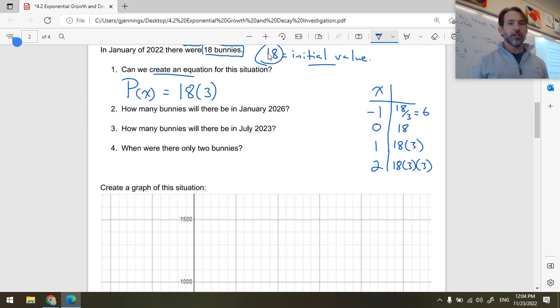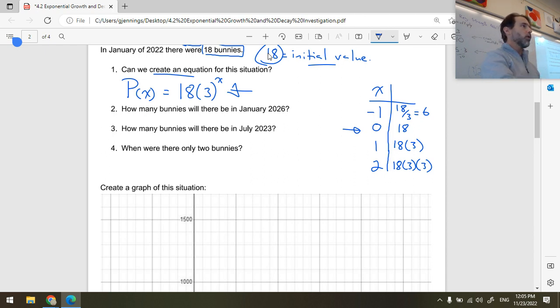If I have this equation here and I raise 3 to the power time, this is the correct equation. If I start at year 0, notice what happens. Year 0, I would have 18 multiplied by 3 to the 0. Remind me, if I raise something to the power 0, what do I get? 1. Anything to the power 0 is 1. So I just get the initial value back. It's 18 times 1. So that works.